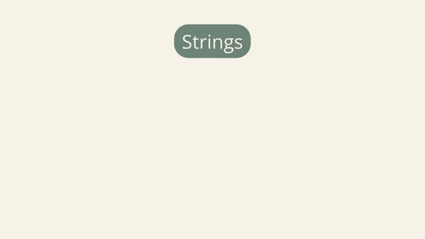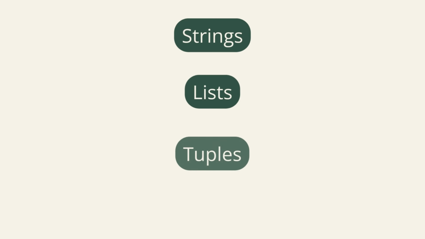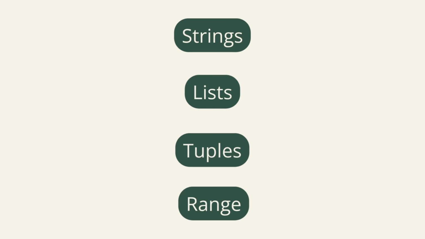In Python, we have four main sequence data types: strings, lists, tuples, and range. We will explore each one in detail over the next few videos, starting today with strings.